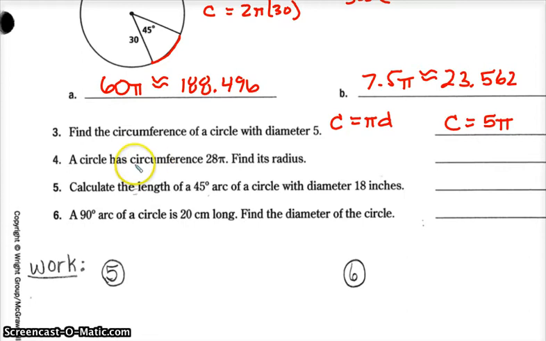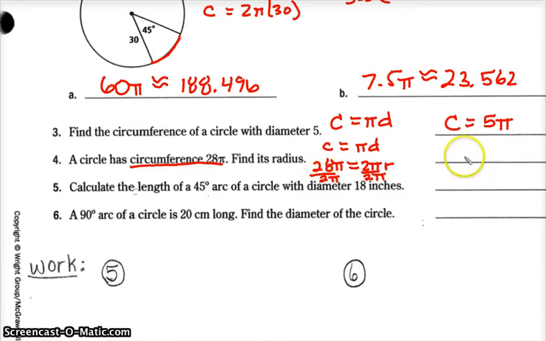How about this? We're given the circumference, and now we need to find the radius. So remember, circumference equals pi times the diameter. I'm going to plug in 28 pi for the circumference. We can also write it as 2 pi r. I'm going to divide both sides by 2 pi.